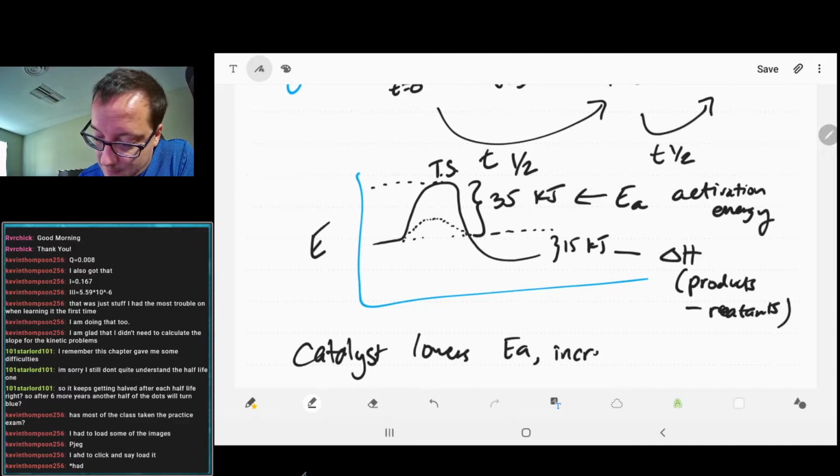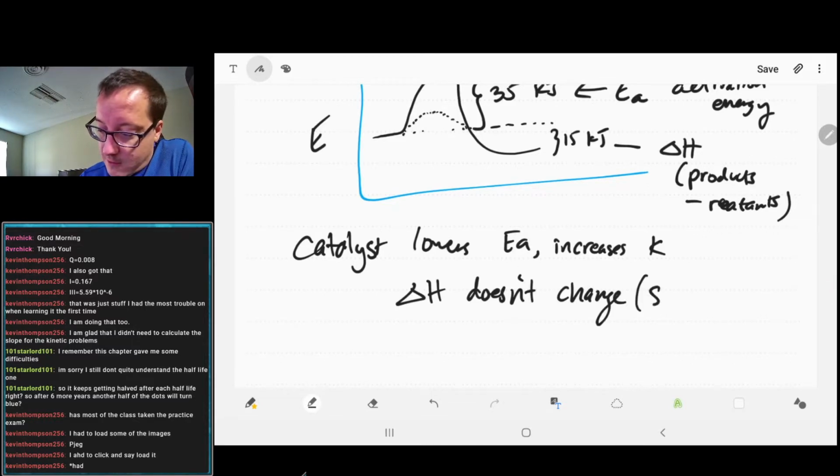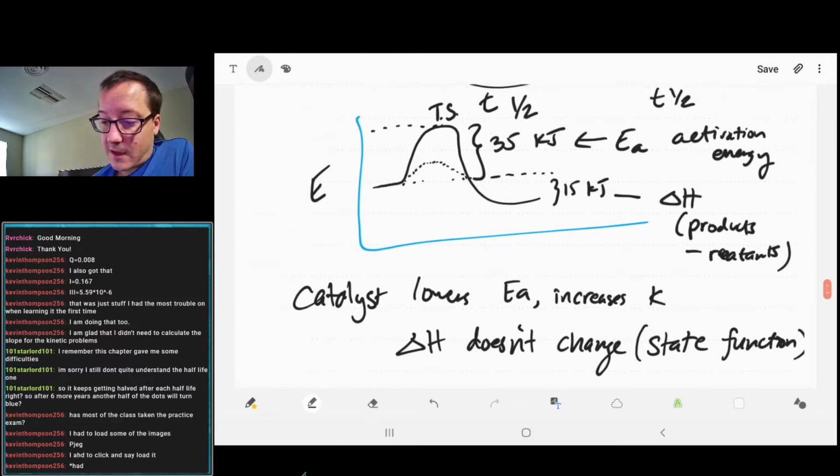And it also increases your rate constant because of lowering that activation energy. Delta H doesn't change. Wow. Remember, delta H is a state function. State function means it does not matter what pathway you take, it's always the same. It's path independent. So your catalyst will lower your activation energy and it will increase your rate constant. But it's not going to change delta H.